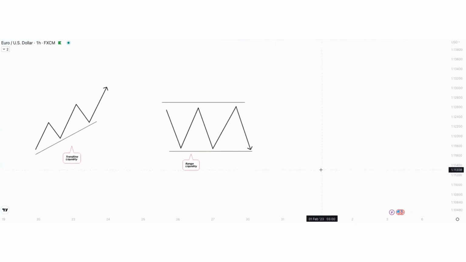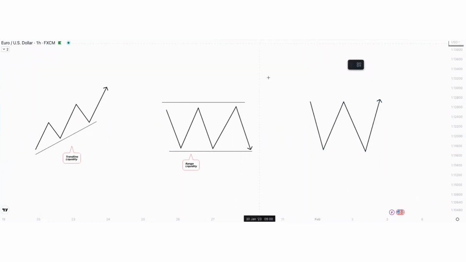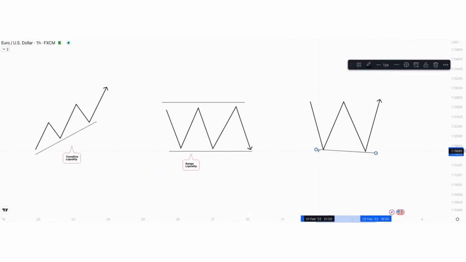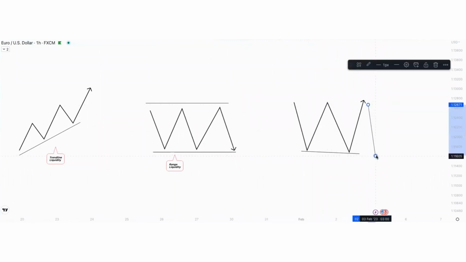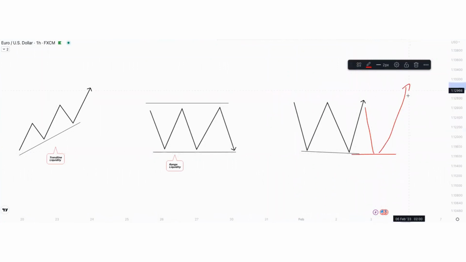And then another one is equal low liquidity. Same as range, it is like this one. So price is forming an equal low, or it is like a support, like when the price goes down, up, down here, and then you go down here on this level, and then you will buy, right?